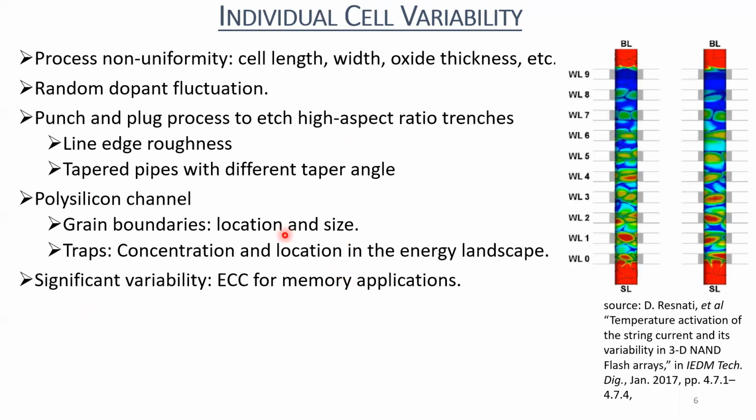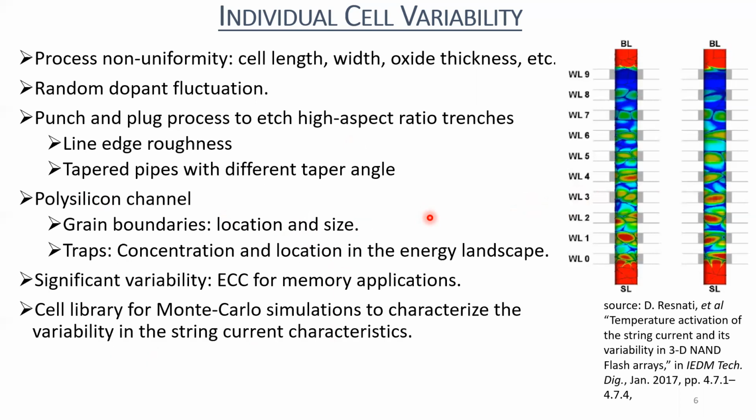However, for hardware security, what we need is, we want these variations, right? We want to exploit these variations. So it would be a great idea to exploit these variations. So what I did is, first I formed a cell library for performing Monte Carlo simulations, considering all these variation sources in HSpace. Or actually, I made a cell library for 3D NAND flash string to characterize the variability in the string current because of all these sources.